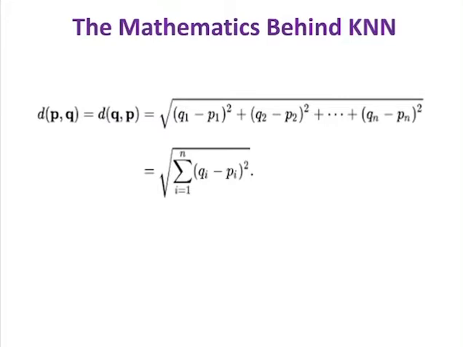So I made mention of calculating distance, and the mathematics behind KNN is actually getting the distance between any 2 points. If you're talking about a set P and Q, where we have P1, P2 up to Pn, and Q1 up to Qn as well, the distance can be computed using what I have here. This is a short form of what I have here.